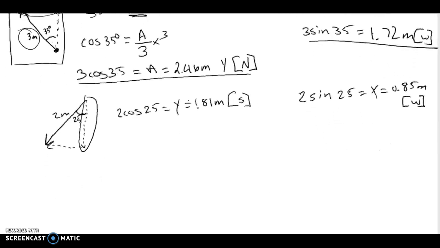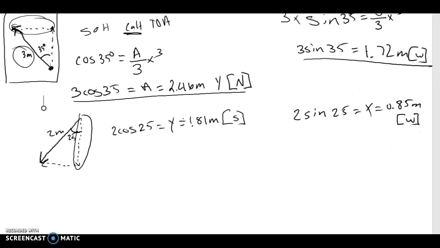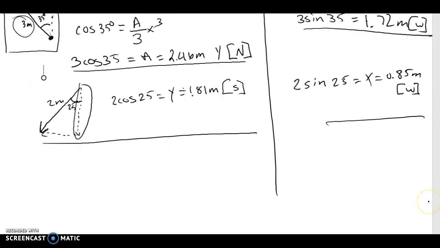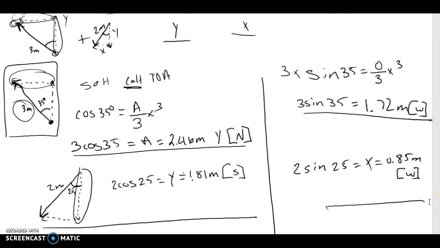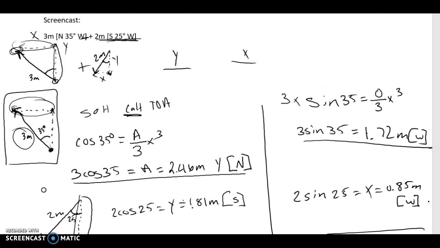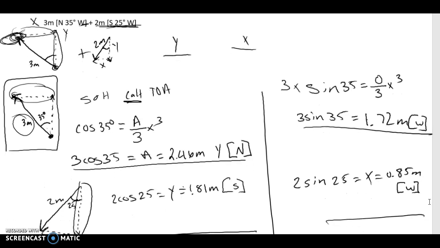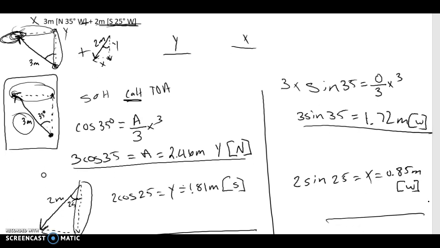Okay, now the next thing we have to do is understand one thing. What they are asking us to do is to add these two vectors. Now we just broke down, we said in order to get to this spot here from here, you have to travel 2.46 meters north and 1.72 meters west. That's how you get from here to here.